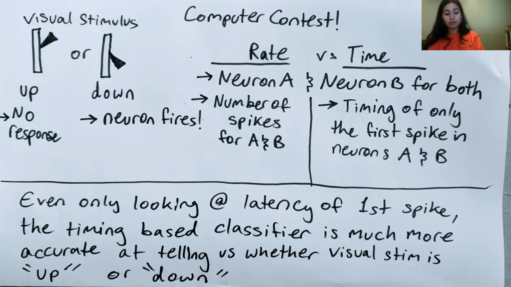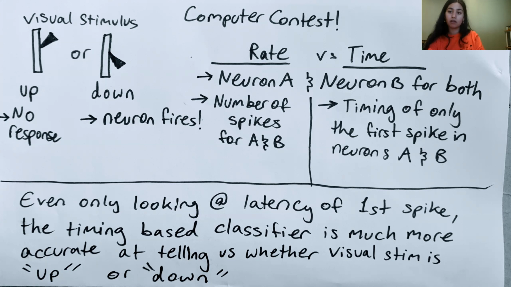So when doing this in a computer, we find that the timing-based classifiers are far more accurate, even if they're only looking at the latency or the delay of start time of the first spike. And in experiments that recorded activity in retinas in response to visual stimuli of various difficulty levels, biological systems perform better than the rate-based classifier, which kind of suggests that animals use timing to decode neural activity patterns in addition to rate.